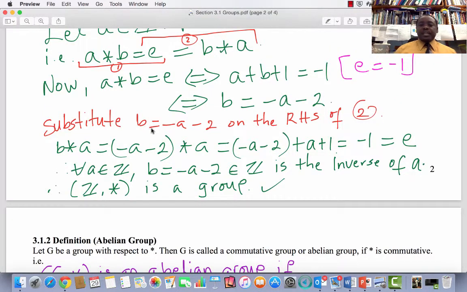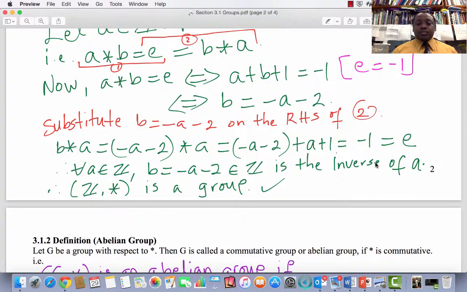So substitute B equals negative A minus 2 on the right hand side of equation 2, and we have B star A equals negative A minus 2 star A. By the definition of our binary operation star, that equals negative A minus 2 plus A plus 1, and that gives us negative 1, which is E. Therefore, we can conclude that for every integer A, there exists an integer B defined by negative A minus 2, and that integer is actually the inverse of A.